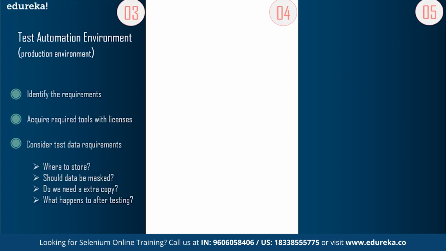What happens to the data after testing? What should be done with it? So you can ask these questions. You can consider the test data requirements as well. Test automation is a deterministic game. Known inputs will produce predictable outputs. This means that a stable and predictable test environment is a prerequisite for successful test automation.